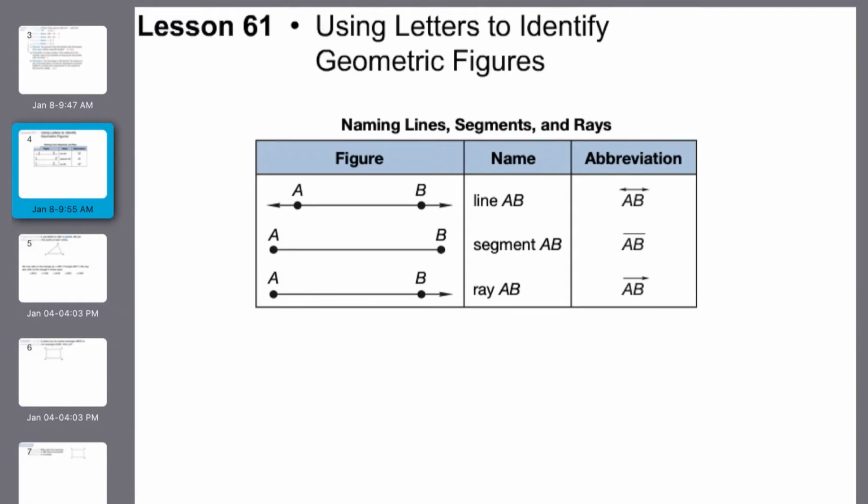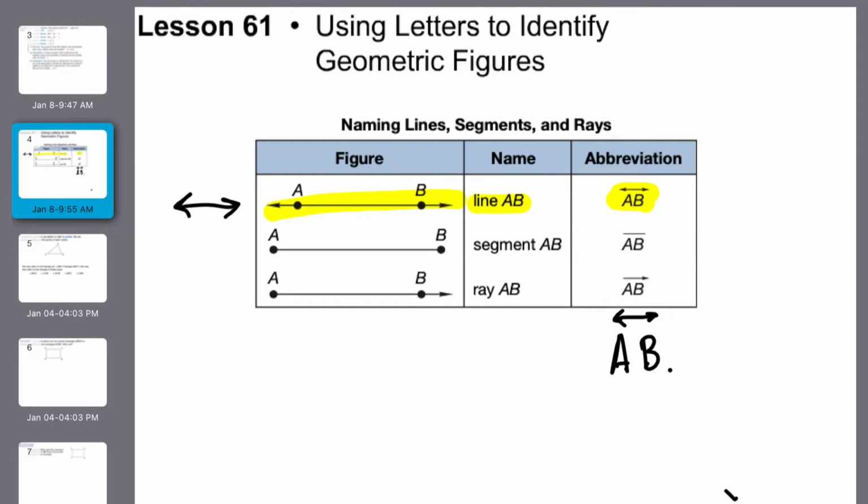Lesson 61 is about using letters to identify geometric figures. If you take a look at this chart here, it shows different ways to name lines, segments, and rays. Lines, remember, have arrows on both sides. They're continuous. So if I wanted to name this line here, line AB, I would write capital A, capital B, and then a line on top with two arrows.